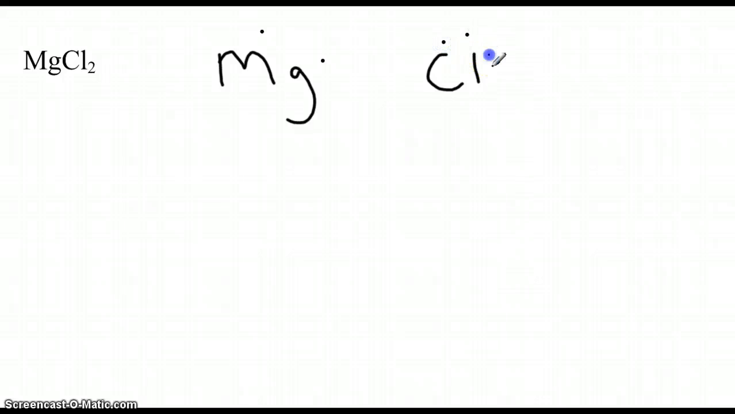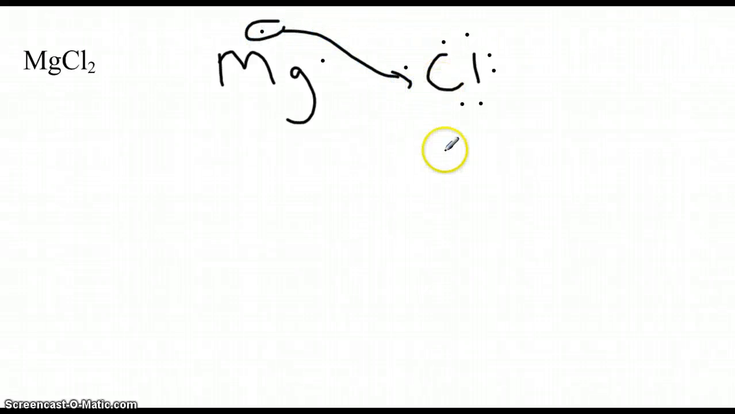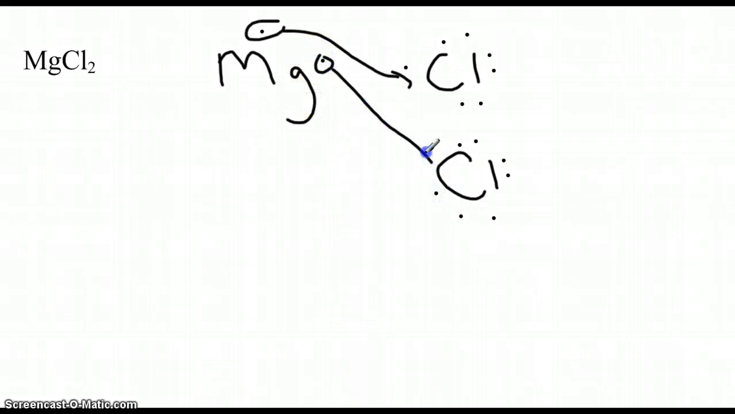So chlorine has 7 valence, magnesium has 2. So because this magnesium can only donate 1 electron to this chlorine, because it can only accept 1, there needs to be a second chlorine to accept the other electron.